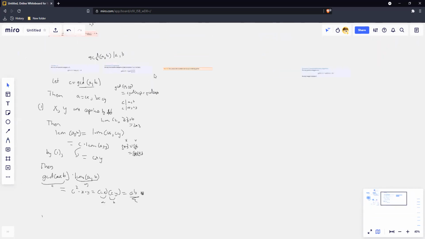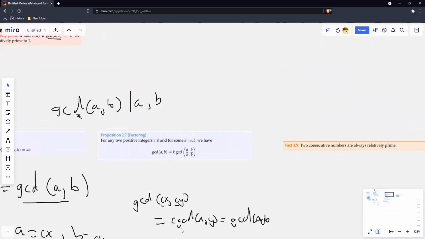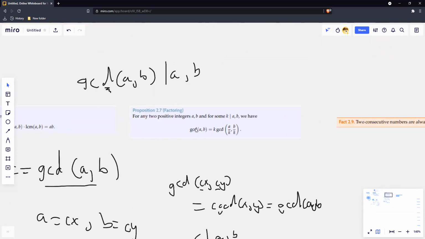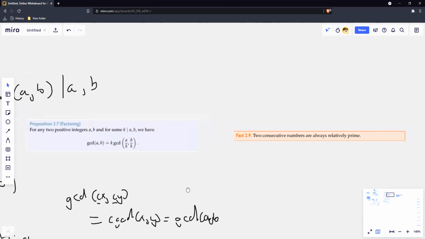And we just proved this proposition here. It's also pretty easy to see if you just plug in numbers and see how it works.